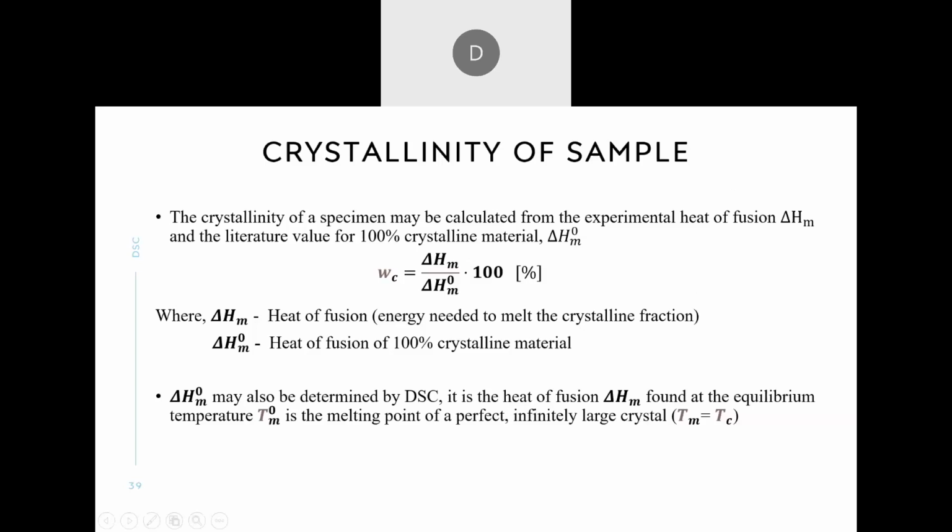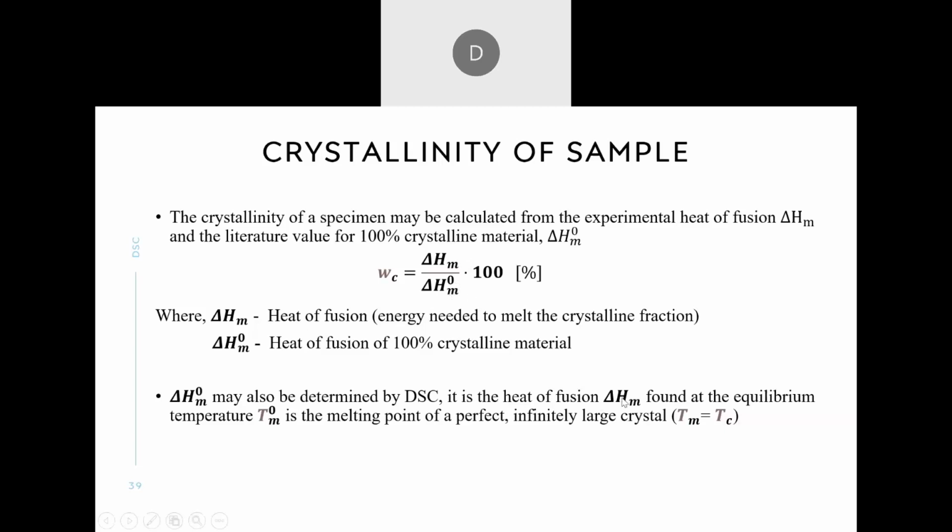Now coming to the crystallinity of the sample. The crystallinity is calculated from the formula Wc is equal to del Hm by del Hm naught into 100, where del Hm is the experimental heat of fusion, and del Hm naught is the heat of fusion for 100% crystalline material. We can get the value of del Hm from the DSC experiment we have done. We can also find the del Hm naught value, which is available in literature, or we can determine it using DSC. Let us see how we can determine del Hm naught using DSC.